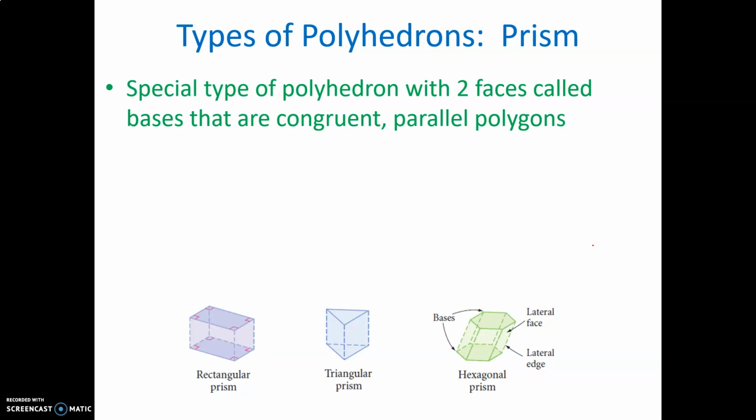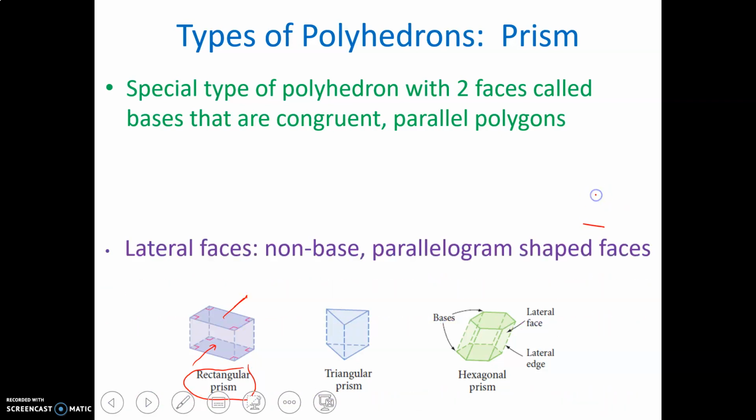There are different types of polyhedrons. One of them is a prism, a special kind of polyhedron with two faces called bases that are congruent parallel polygons. So for instance, here on the top there is a rectangle, the bottom is a rectangle. Those are the two bases. Here, that's called then the rectangular prism.